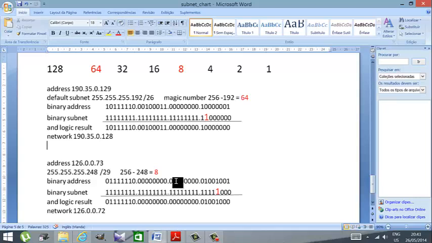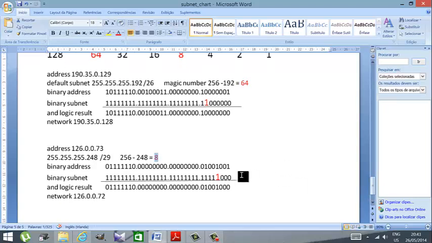And here I have another example. In this example, if you know the decimal notation, 256 minus 248, you have the magic number, which is 8. And if you convert to binary, you have here the last number one in the 5th position. So 1, 2, 3, 4, 5 is the 8. The 8 is the magic number. And if you do the AND logic here, you're going to get the network ID. So here is the network ID.